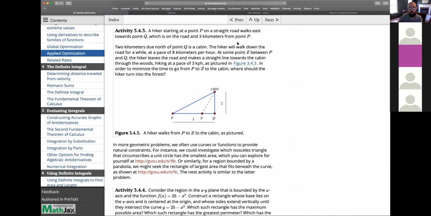All right, so I'm going to call it here, but we'll pick this up. We'll do some more optimization problems on Friday.